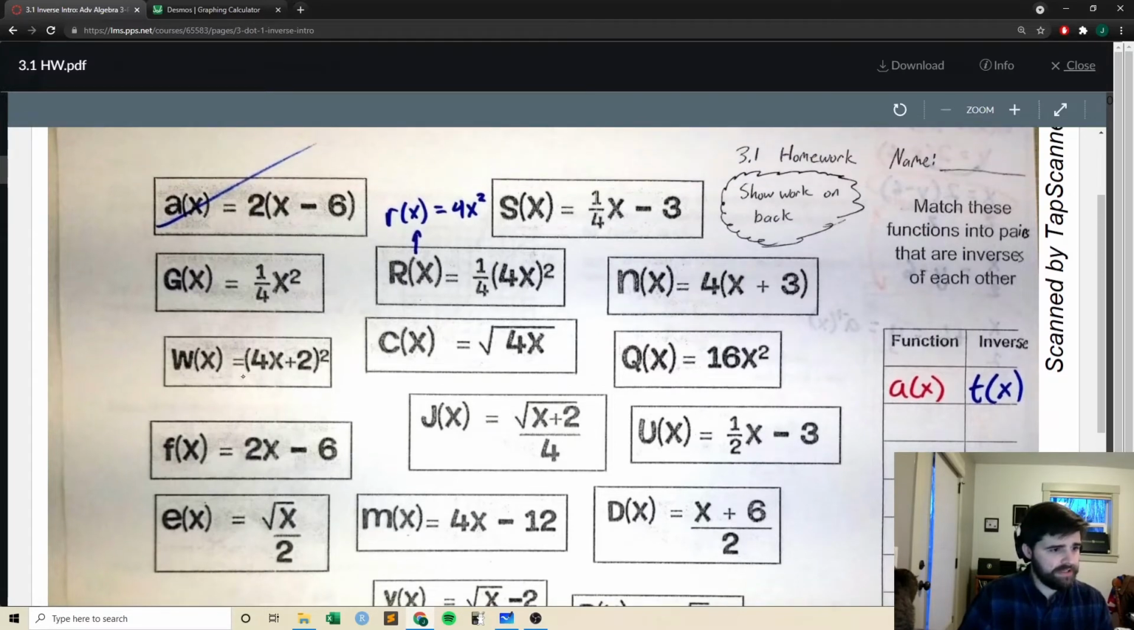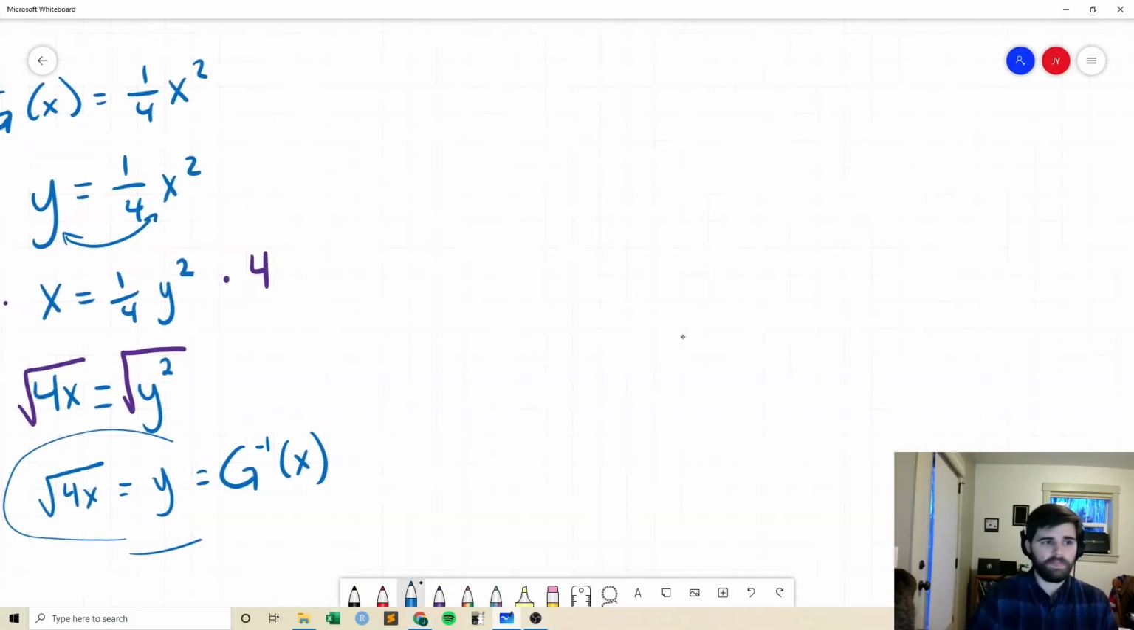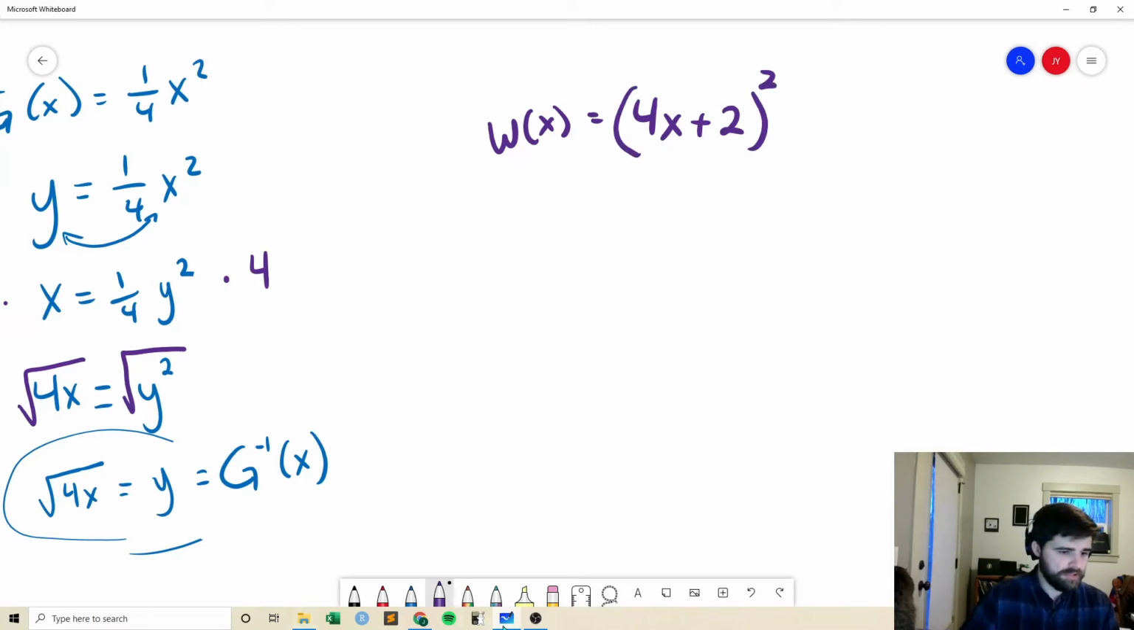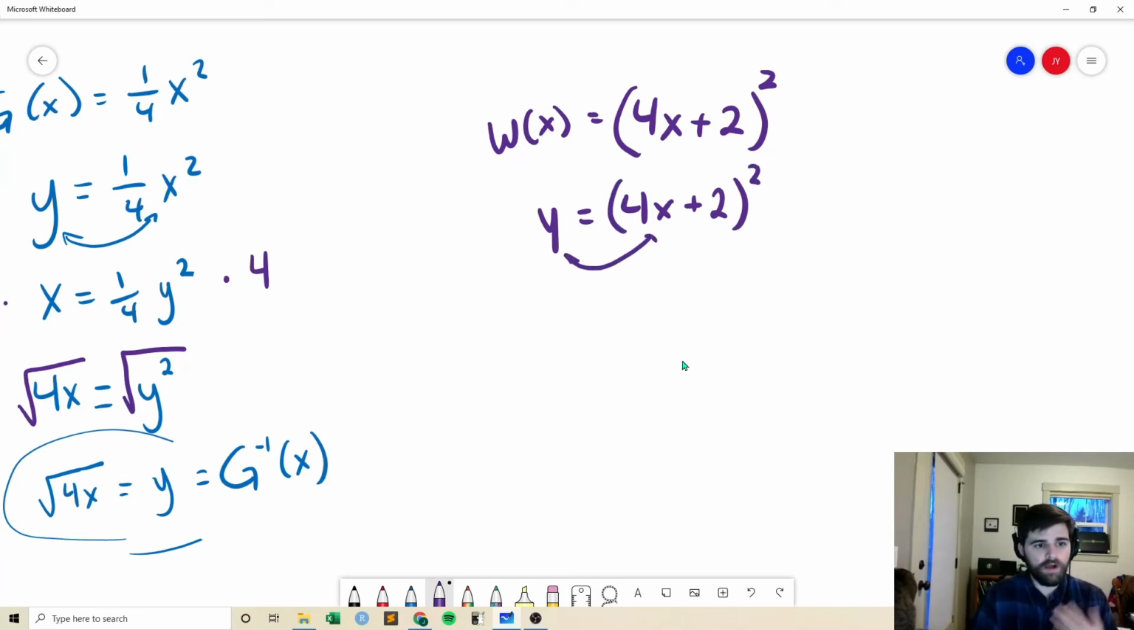Let's try W of x. So W of x is 4x plus 2, and I think the whole thing was squared. Let me double check that. Yeah. Okay, cool. So again, we start by getting this into y equals instead of our function notation, just so it's a little easier to work with. And then, to make this an inverse, we swap out x and y.